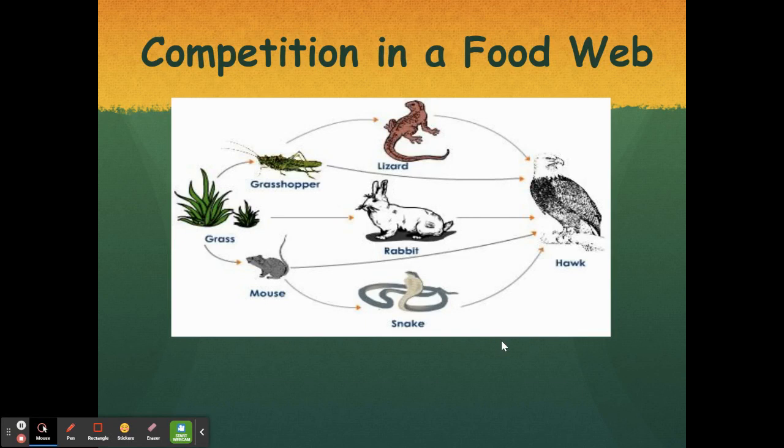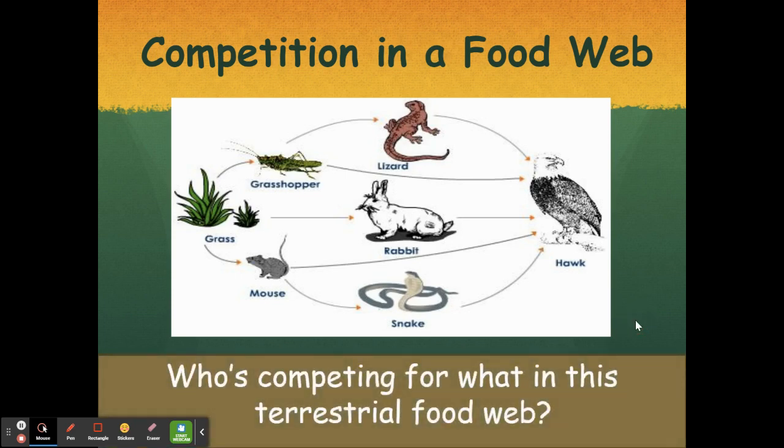So here is competition, right? A food web is showing you the different competition, how energy is moving throughout this environment. Okay, and I want you to think about what is competing for what in this food web. Okay, terrestrial just means on land, right? So we're just looking at these plants and animals on land and how they are competing.